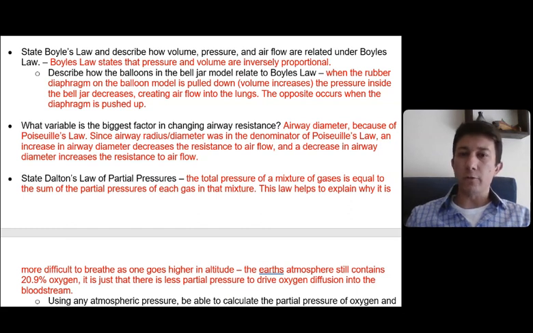We're decreasing the volume and increasing the pressure inside of that bell jar, and that's going to squeeze air out of the alveoli, or out of those little balloon models inside of the bell jar, and force that air out into the atmosphere. So that's going to stimulate a normal exhalation. So that's why Boyle's law is so important for us, because it helps us to understand the changes in volume in the thoracic cavity during the normal respiratory cycle, and how those changes in volume relate to air flow into and out of the alveoli and into and out of the lungs.